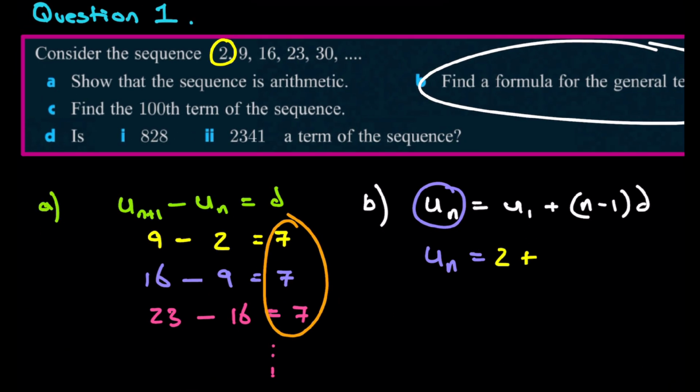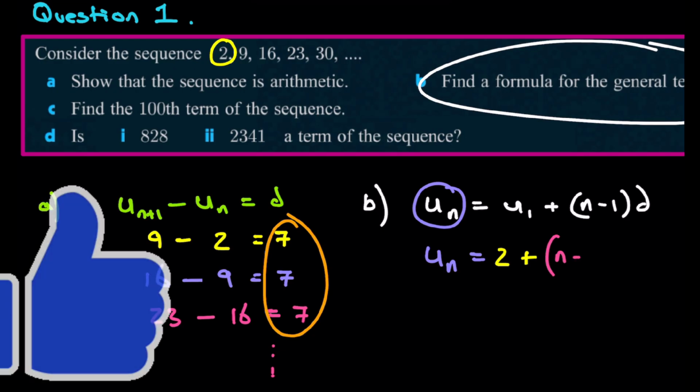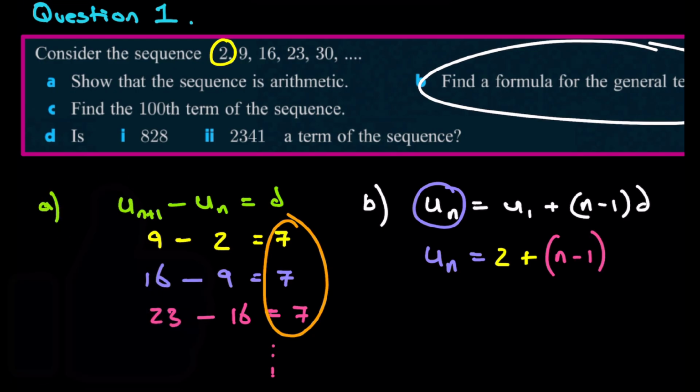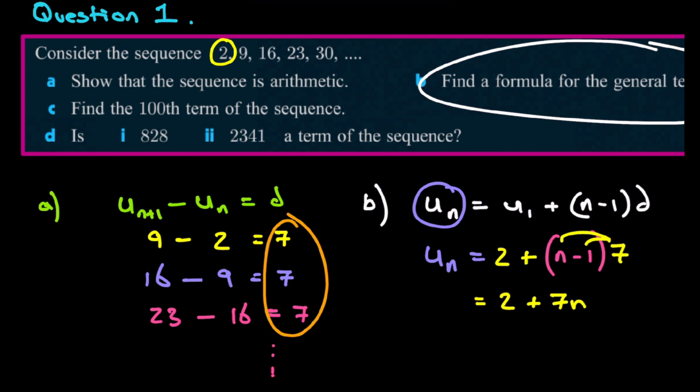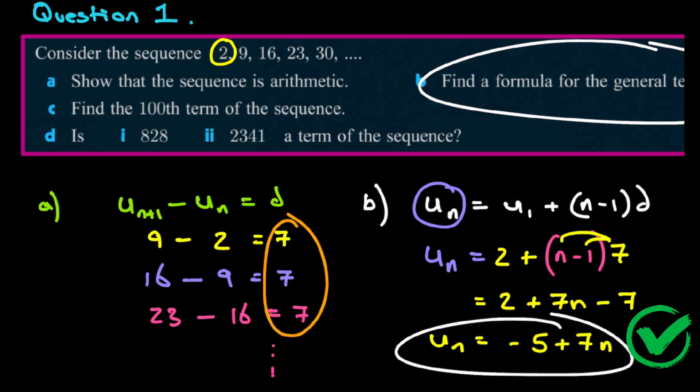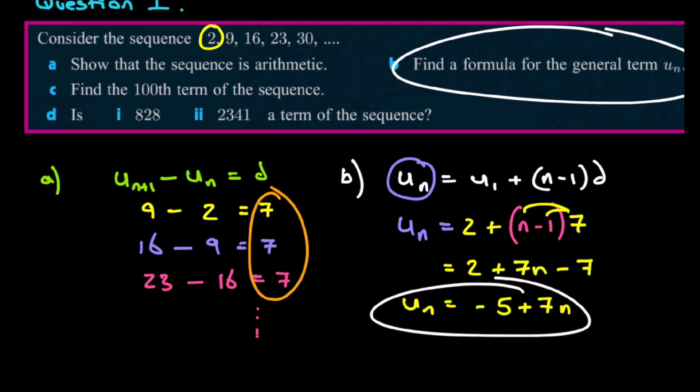2 plus. Now, here we must leave n in because it's the general term, so we don't know it. We want to be able to substitute a value for n in the future. So we're going to leave that as n minus 1, but we do know that the common difference between each term is 7. So what you'll usually do is multiply this out and simplify it. So you get plus 7n, and then you've got 7 times minus 1, which is minus 7. You can tidy all this up to be negative 5 plus 7n, and that is our general term. We're going to be using that in the next part of the question, but that is part B complete.